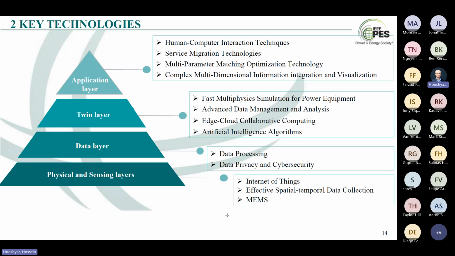If you do ANSYS simulation for bigger transformers, normally it takes about 10 to 20 hours for a simulation for the electromagnetic field analysis. Now we need to find a way for faster simulation. That's one of the key issues.